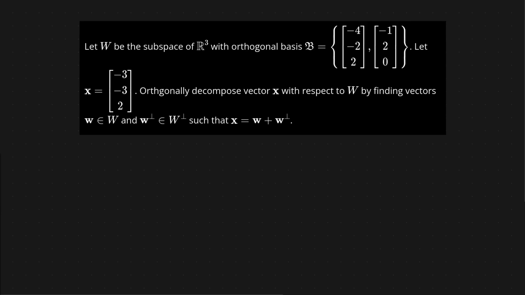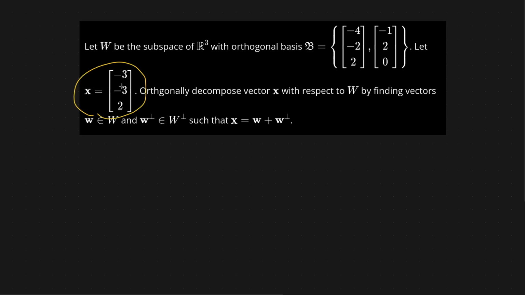The proof we just looked at may have felt like a lot, but the theorem that we proved with it gives us a way to orthogonally decompose any vector. So let's take a look at an example. Let W be a subspace of R3, and let W have the orthogonal basis B with these two vectors.